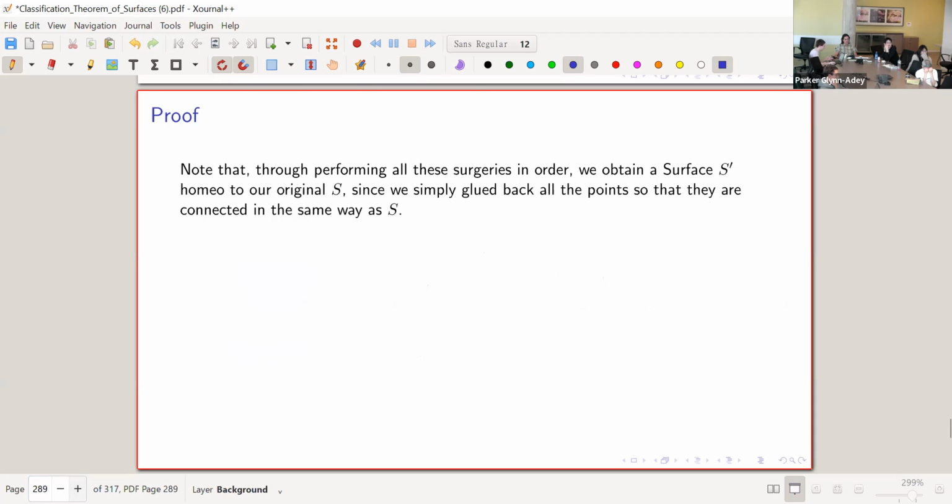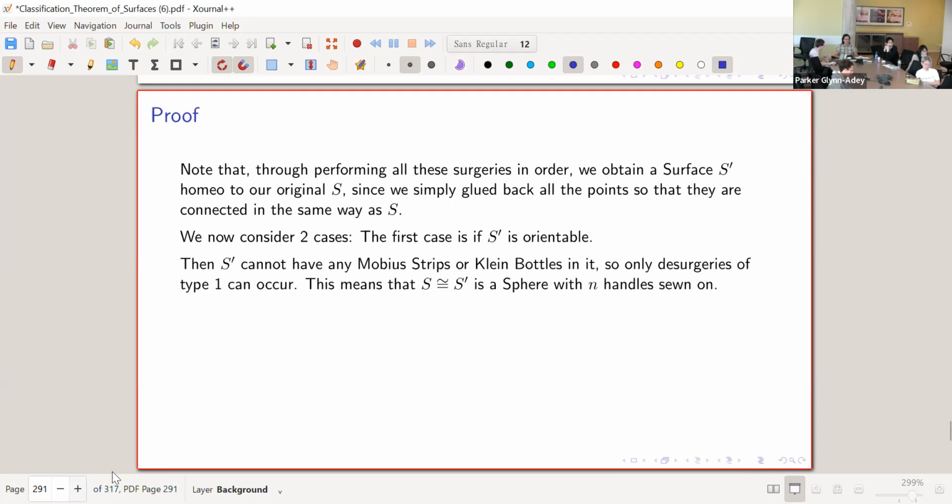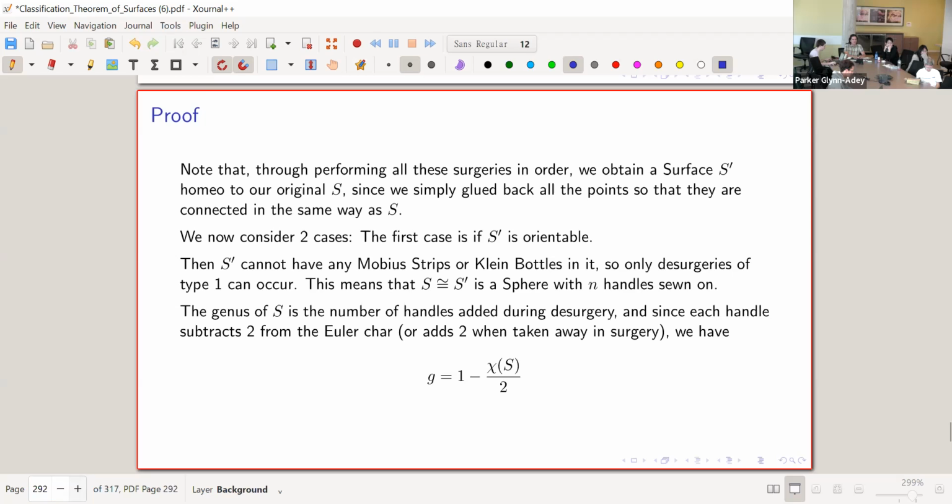So doing these surgeries in order, we'll glue back all the points so they're connected in the same way. And this will give us a surface homeomorphic to our original. So in the first case, if S prime is orientable, well, then we can't have any Klein bottles or Mobius strips in it because those are non-orientable. So only surgeries of type 1 can occur. Therefore, our surface must be homeomorphic to a sphere with n handles glued on.